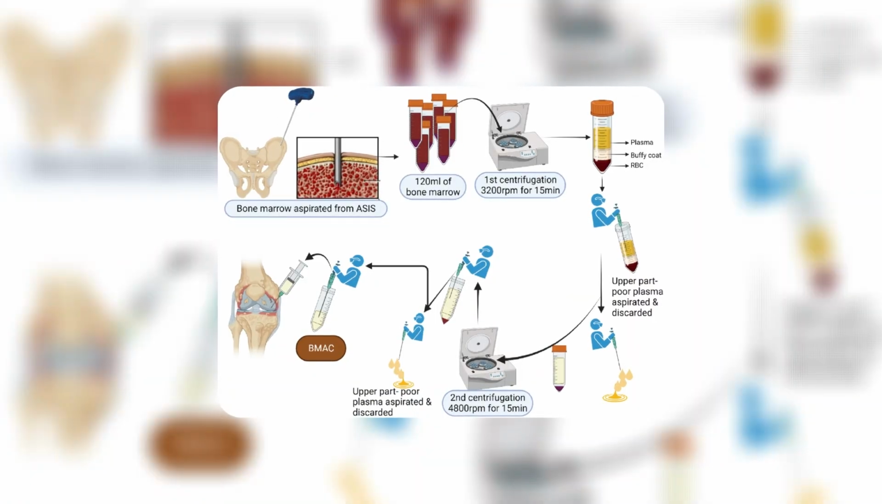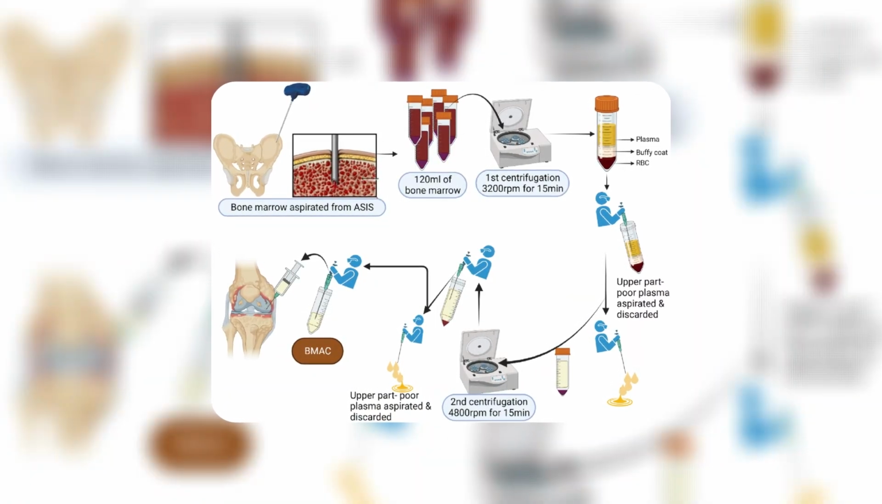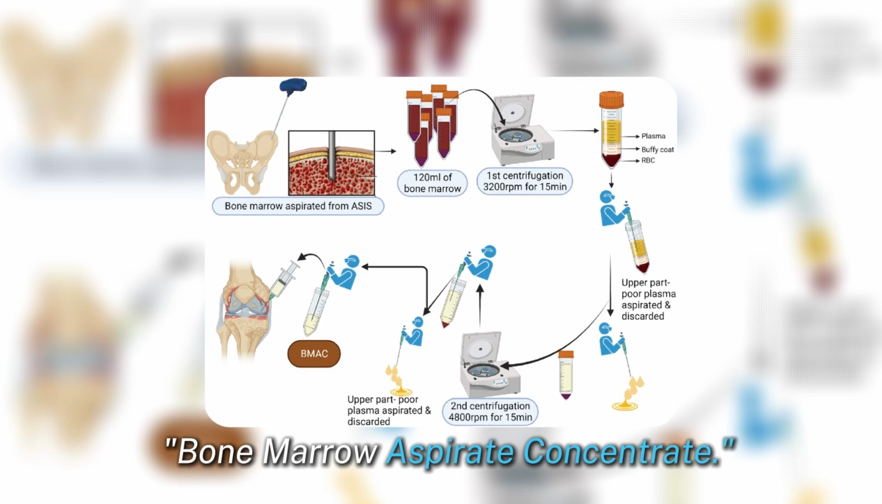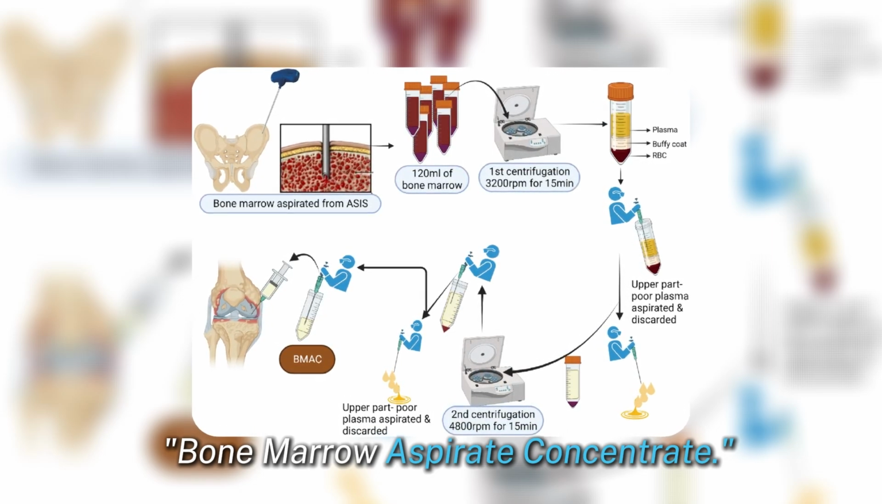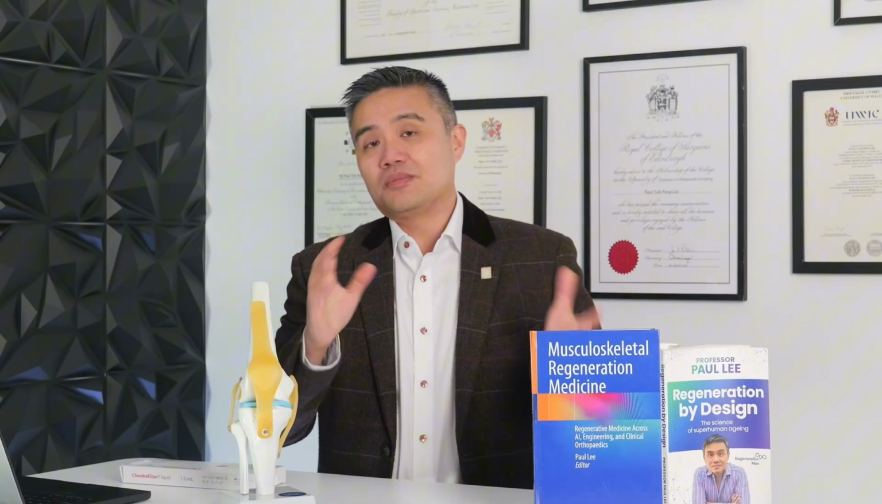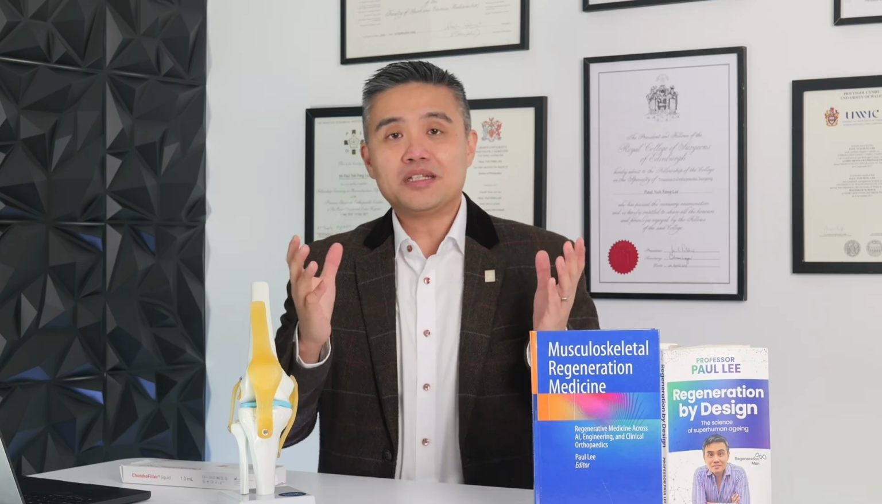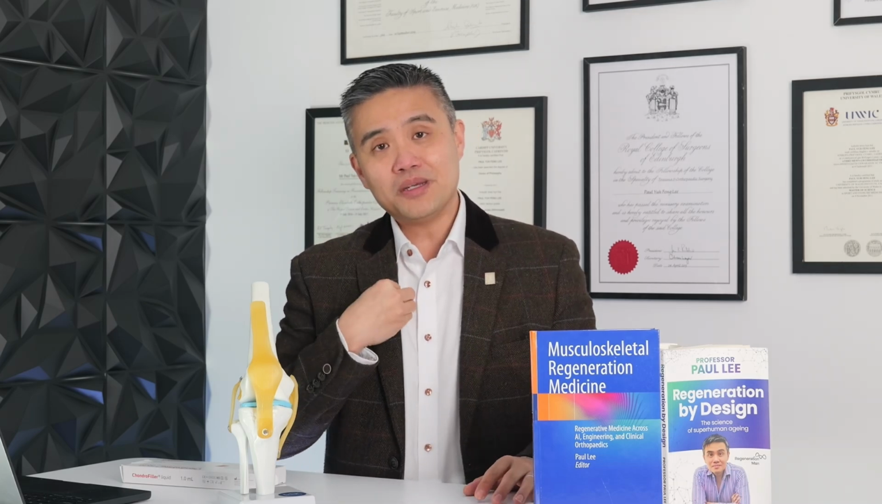The other very common type of cells that we use is called BMAC, B-M-A-C, bone marrow aspirate concentrate. What it means is we're taking bone marrow out, typically from the pelvis. We take approximately 50 mils of bone marrow, spin it down, concentrating it, and inject it into a place. To me, this one needs caution. Bone marrow aspirate concentrate, in my opinion, as an orthopedic surgeon, should be reserved for fracture healing, because we want to use bone cells to treat bone.